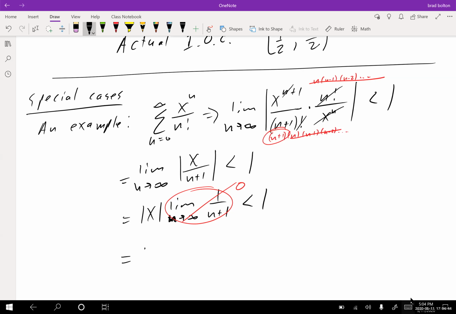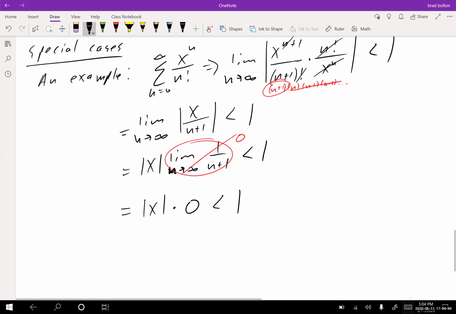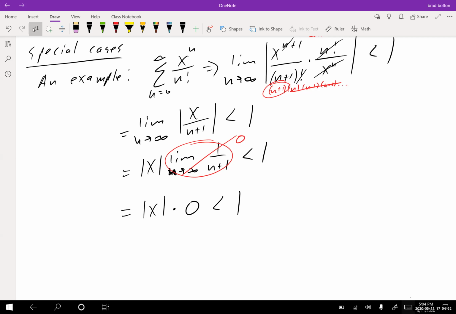So then we're going to have the absolute value of x times 0, okay? But now think: whatever you pick for x, are you always going to be less than 1? Well, yeah, because 0 times anything is going to be less than 1, besides infinity. So this will lead to an interval of convergence from negative infinity to positive infinity. So whenever the limit becomes 0 like this, you probably are going to have some nice quick answer like this, and your radius of convergence would equal infinity, okay?